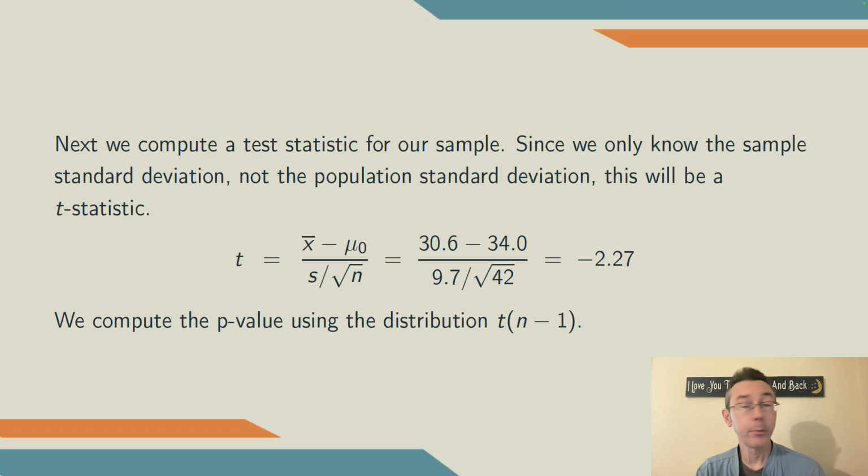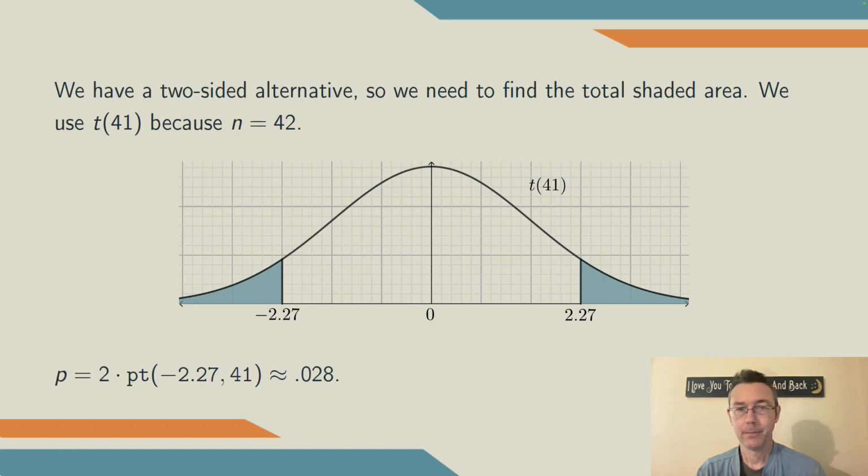So that number is supposed to be quantifying how far away the sample mean that we got, 30.6, is from what we expected, 34.0, under the null hypothesis. We're going to use that test statistic to compute a p-value, and we're going to do that using the distribution t of 41, t of n minus 1, where n is 42. Here's the picture. I have labeled the test statistic that we've got, negative 2.27, in the distribution t of 41.